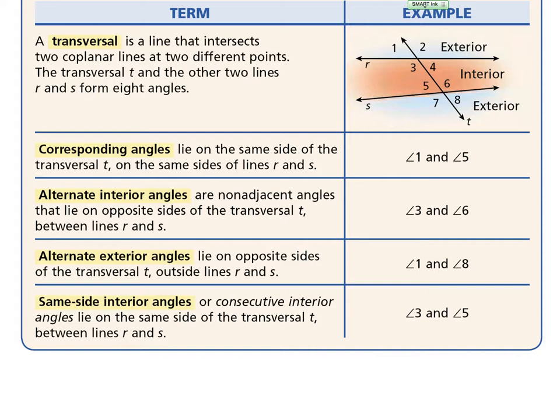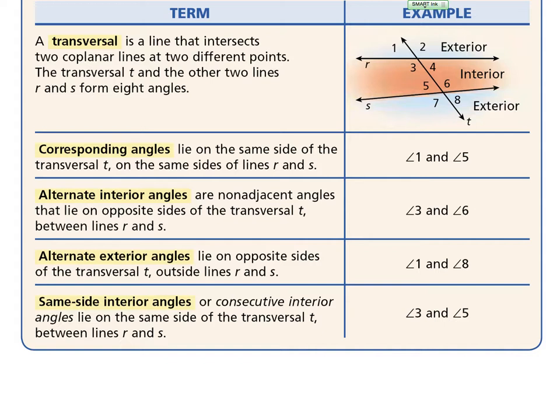1 and 5. Another example would be 2 and 6. Another example would be 3 and 7. Another would be 4 and 8. So how do we describe those pairs as far as where they are in this picture? Notice that every time 1 is exterior, 5 is interior, 3 is interior, 7 is exterior. It's always matching up 1 interior and 1 exterior. Here's the way they describe it. These are called corresponding angles.